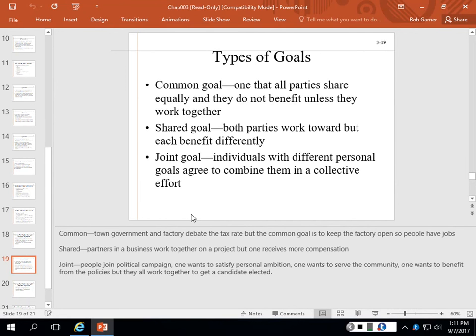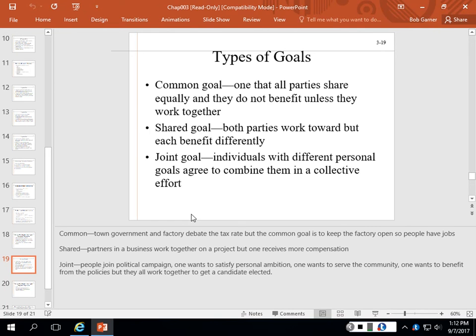All right, shared goal. Both parties work together, but each benefits differently. Partners in a business work together on a project, but one receives more compensation. I know my wife works for attorneys, and it's kind of like that. You may have a lead attorney who will pay some of the other attorneys to do some of the groundwork for him, but the lead attorney, the one that signed the case, is going to get a bigger part of the settlement than the people that helped him work on it. So that would be a shared goal.